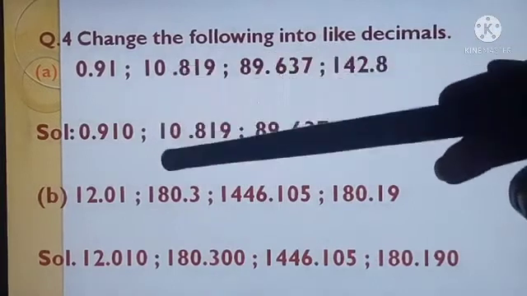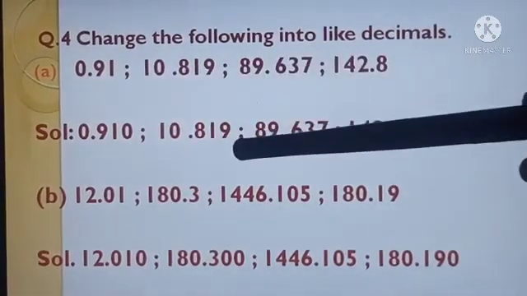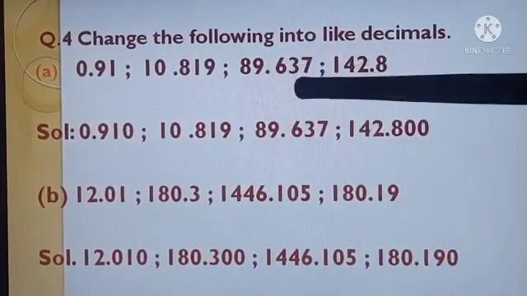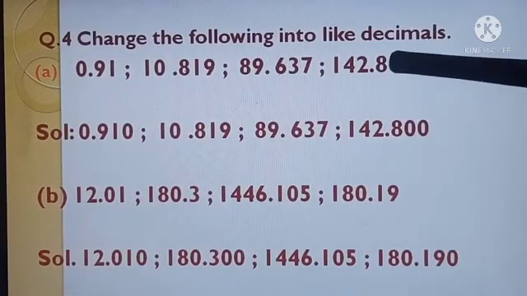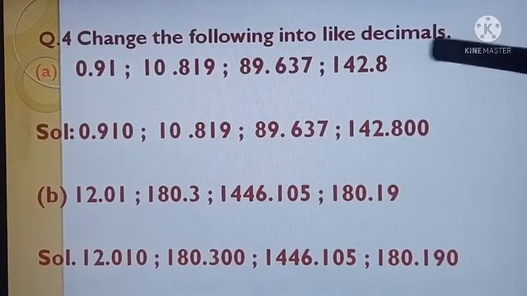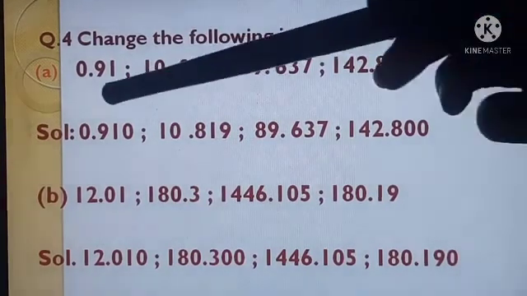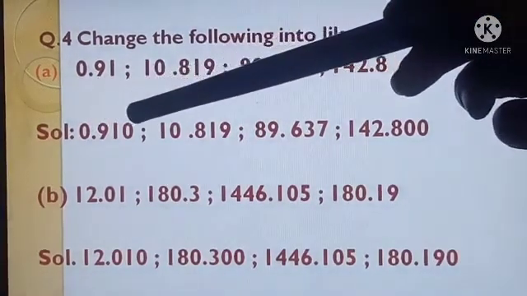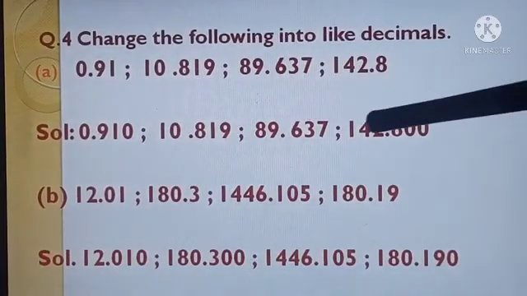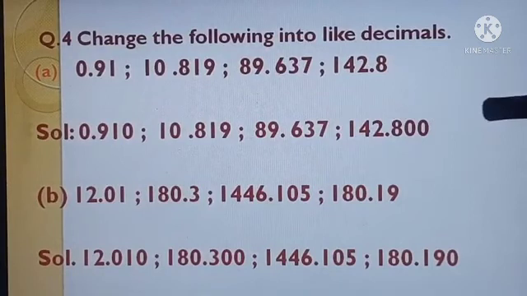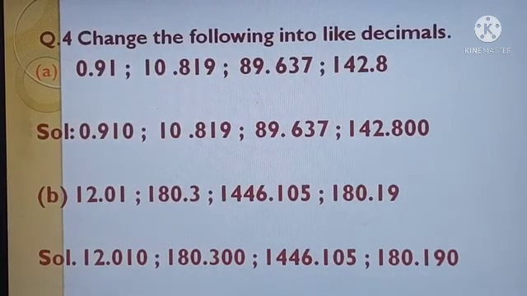Okay. Next is 10 decimal 819, 89 decimal 637, 142 decimal 8. Now after 8 we will put 2 zeros. Now look here, after decimal 1 2 3 places, after decimal 1 2 3 places, after decimal 1 2 3 places, and after decimal 1 2 3 places. Decimal के बाद में चेक करने आपको, whole number part नहीं, decimal parts, right?